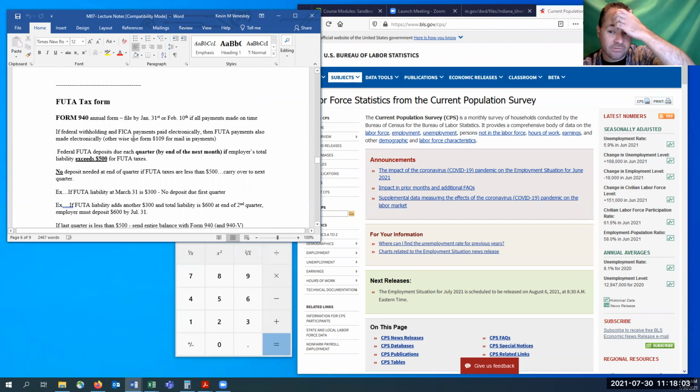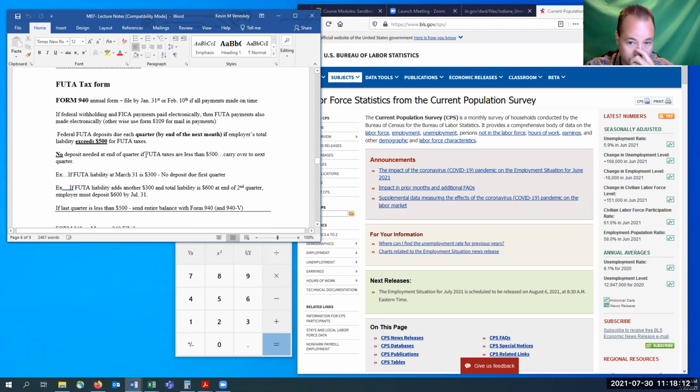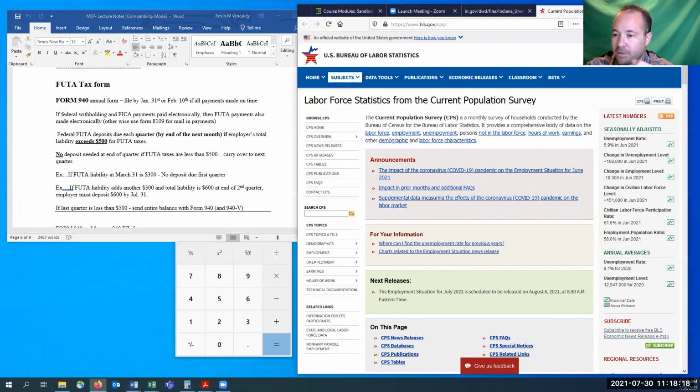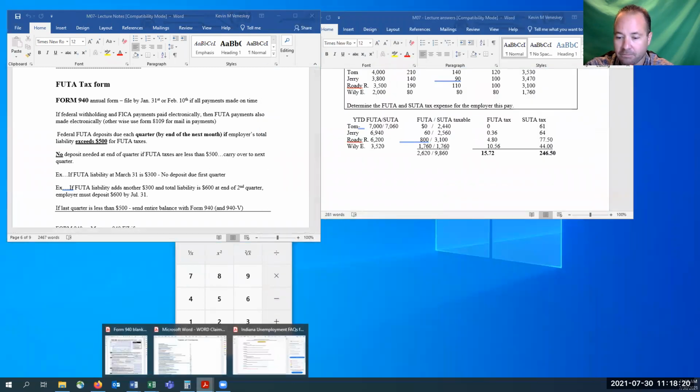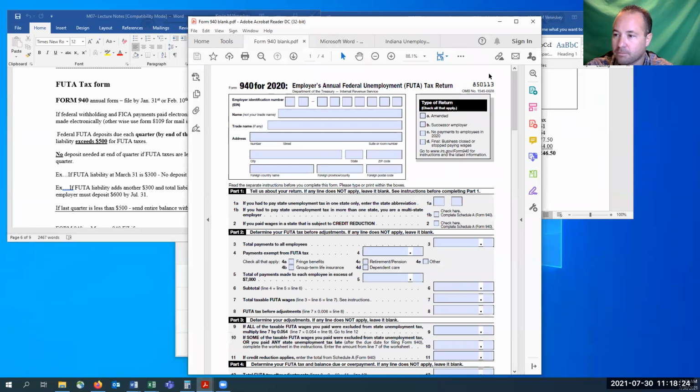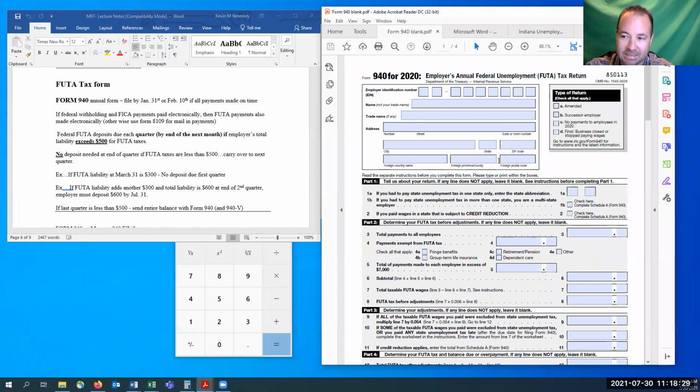All right, the FUTA tax form. So we've already looked at the form 941. The form 940 is quite a bit easier to complete. There's still some things we've got to do with it. I'm going to pull up the 940 and we're going to go through this. Okay, so you can see it has some similarities to the 941. They're laid out the same, with the same color situation.